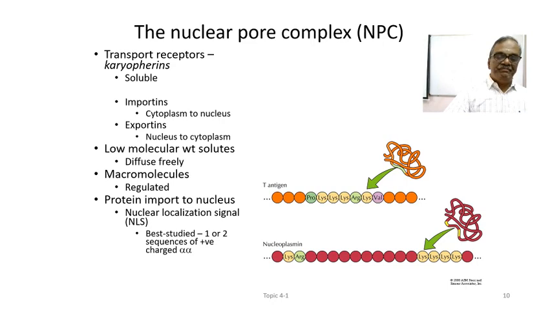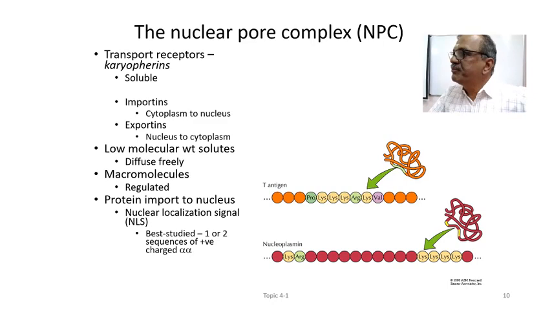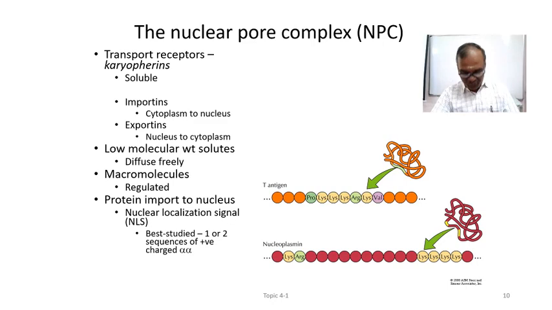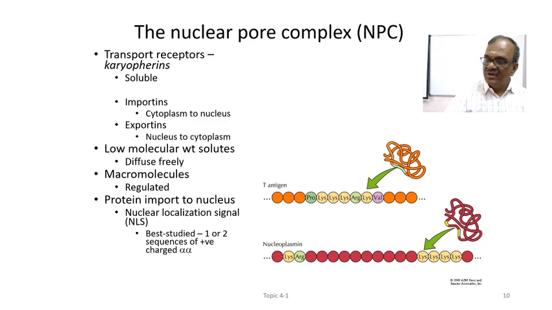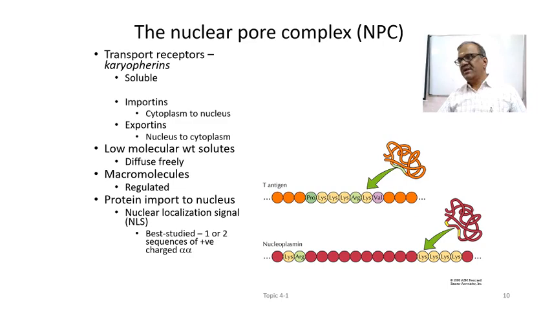The transport receptors are present, and they are otherwise called karyopherins. They are soluble, and besides that there are two important classes. One is importins, and another one is exportins. By the name itself, it is self explanatory: cytoplasm to nucleus with importin, or nucleus to cytoplasm with the help of exportin. Low molecular weight molecules diffuse freely, macromolecules are regulated, and NLS is the most important one.